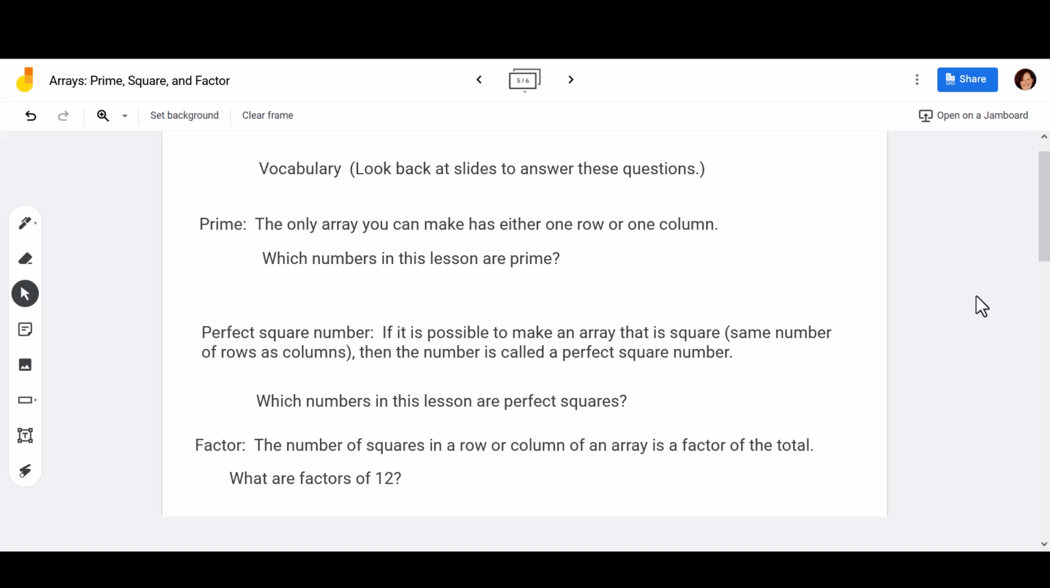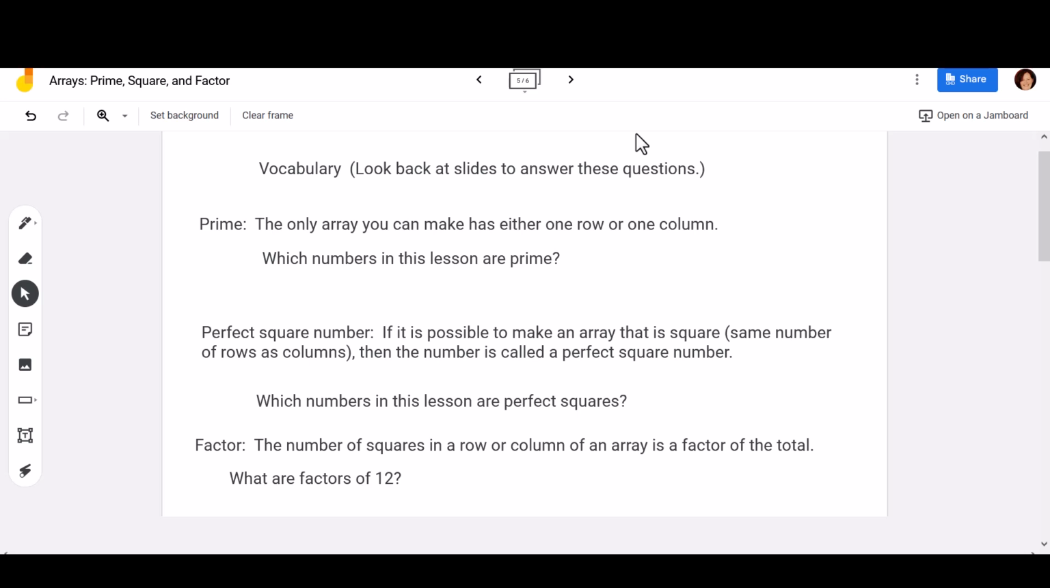And then a perfect square number, and you might tell them, sometimes we just call them square numbers. Sometimes we call them perfect squares. I guess all squares are perfect. And explain what that means, that it's possible. It's not the only way, but it's possible to make a square array. And if that's true, we call it a square number. And then have them look back and see which numbers in this lesson are perfect squares, and have them write them down.